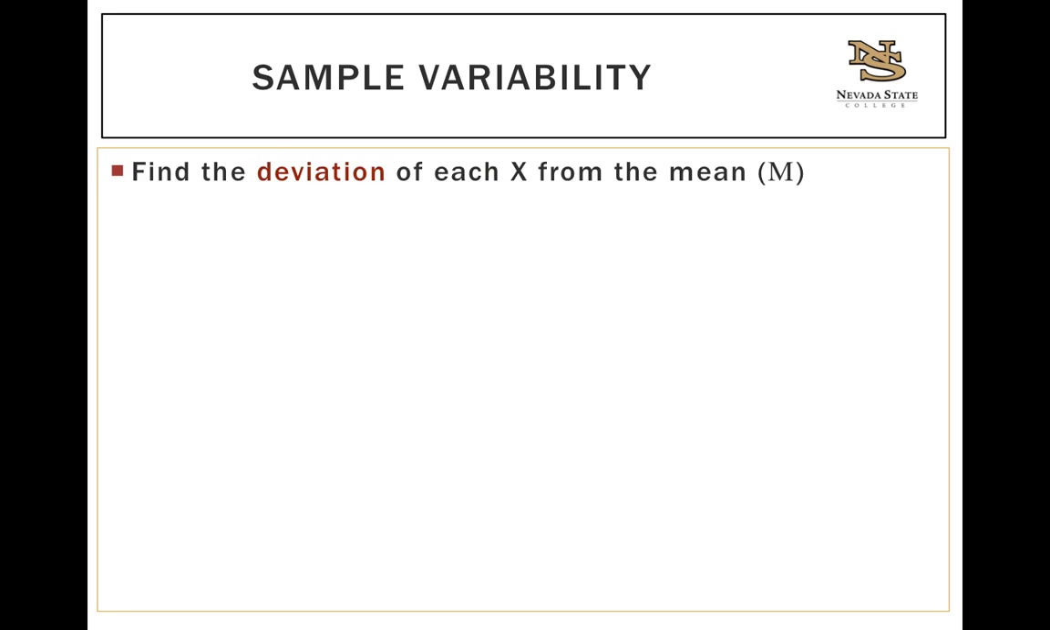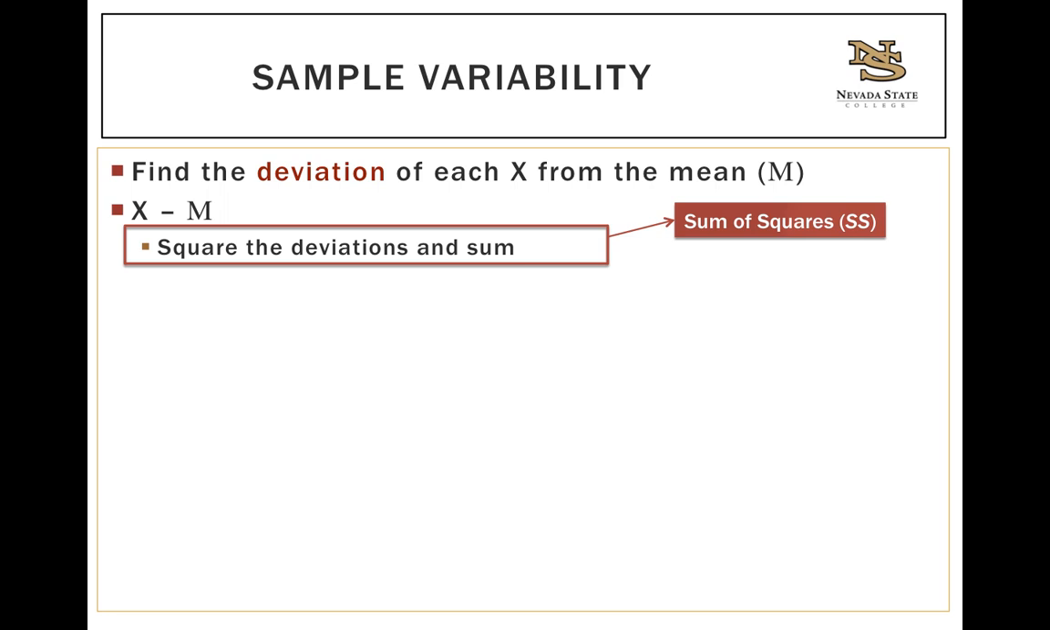Very similar to the first step before, we first find the deviation of each score, represented by X, from the mean, in this case represented by M, because we're now dealing with a sample. So you first find X minus M, very similar to how we found the deviations for our population scores. Much like the last time, we're going to square those deviations to get rid of those negative numbers and sum them. And this is again your sum of squares, represented by SS.